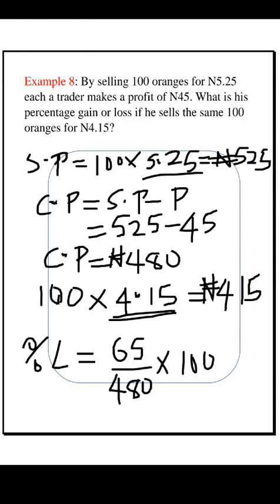So our calculator can do justice to this. 65 divided by 480, multiplied by 100, and what do we get? 13.5%.